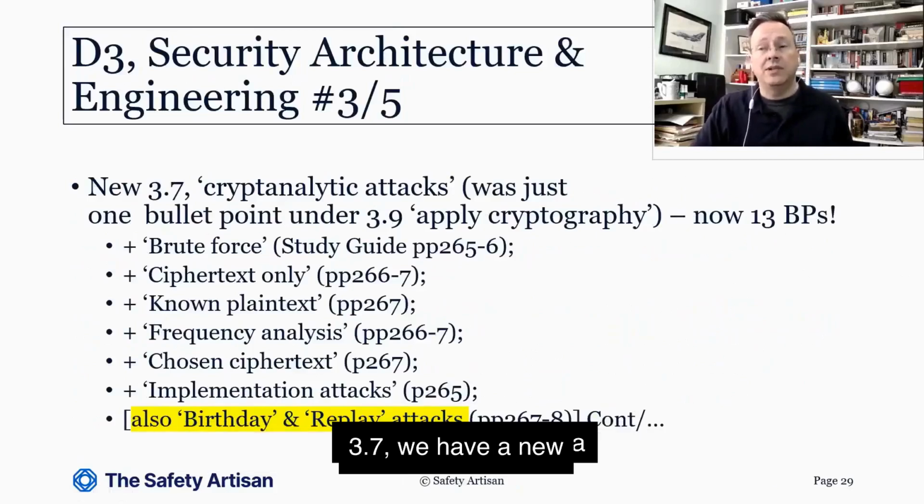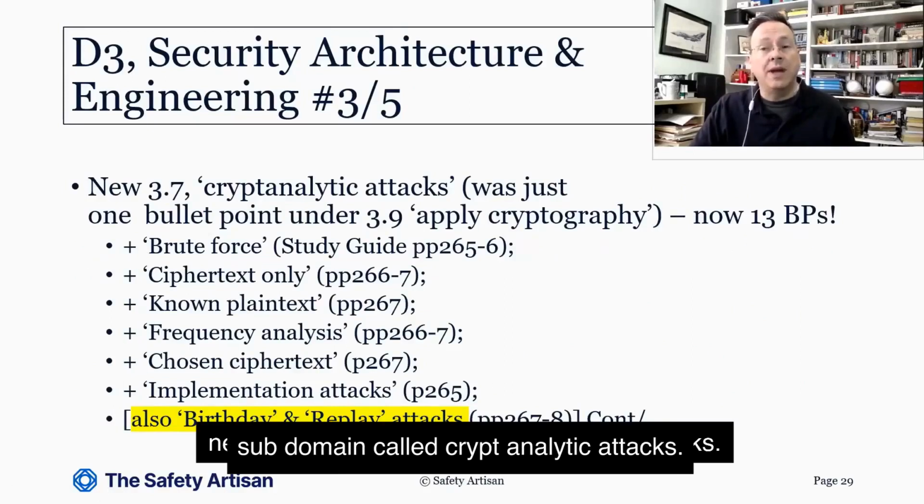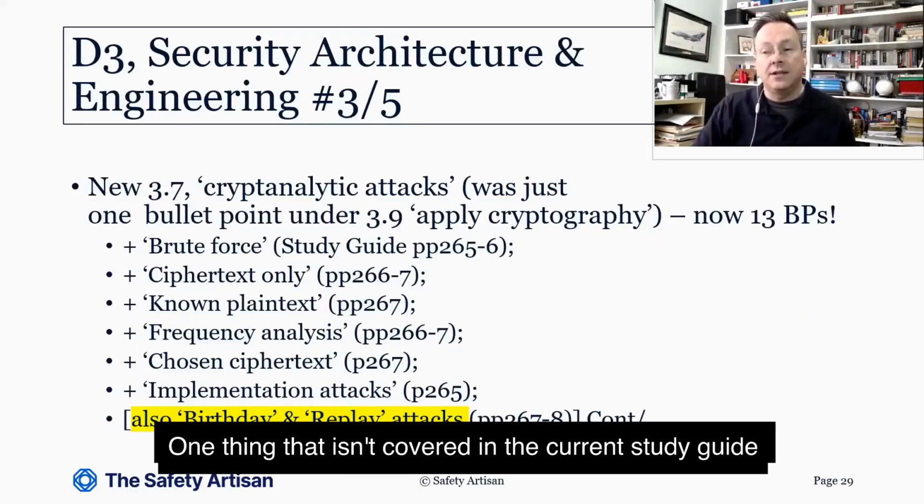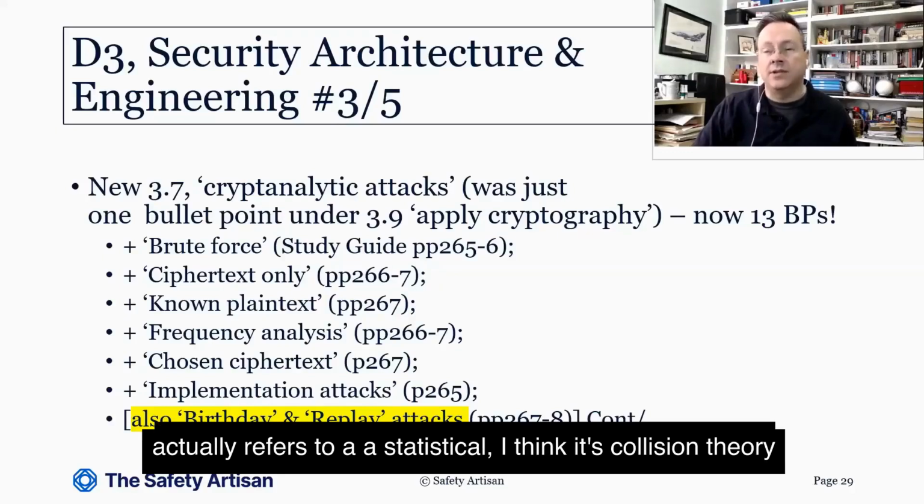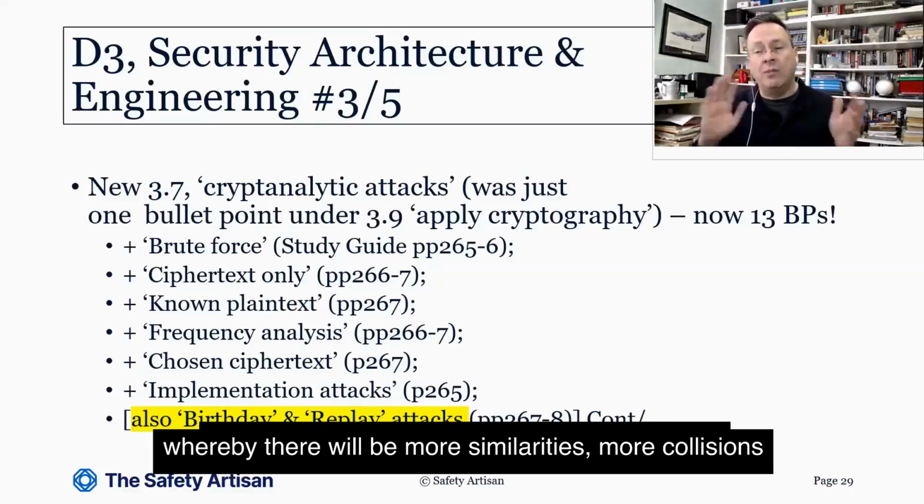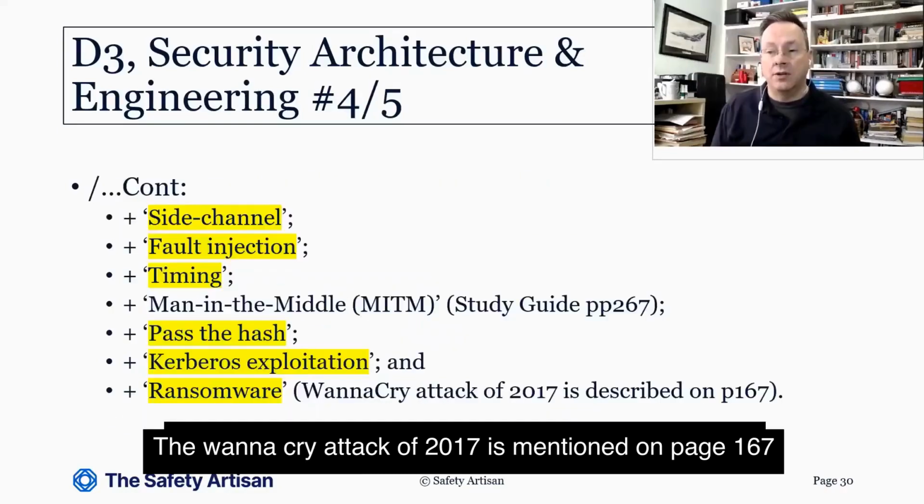In section 3.7, we have a new subdomain called cryptanalytic attacks. One thing that isn't covered in the current study guide are birthday attacks or replay attacks. Birthday attacks actually refers to a statistical, I think it's collision theory, whereby there will be more similarities, more collisions than you expect. The WannaCry attack of 2017 is mentioned on page 167 of the study guide.